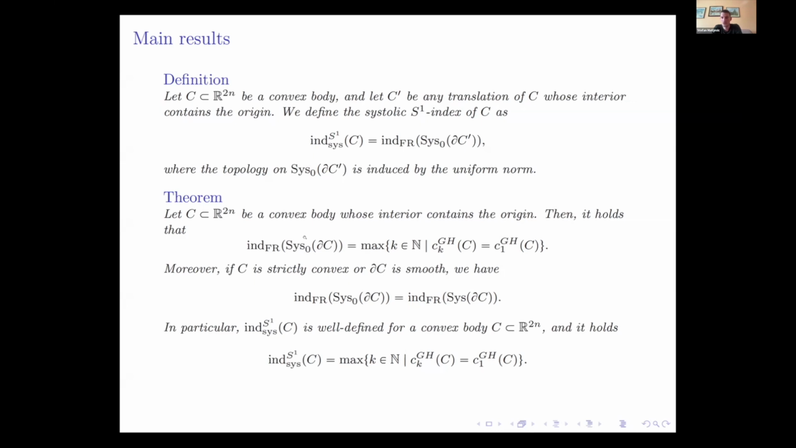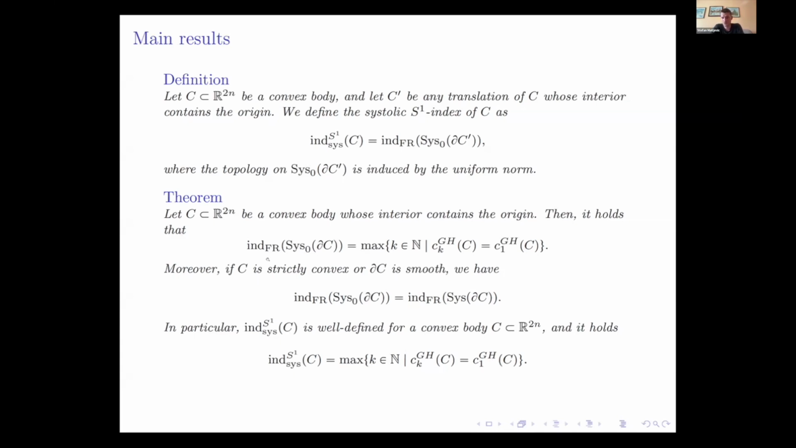One can find an example, for instance, the Lagrangian product of a ball in the L1 norm and a ball in the L infinity norm, which gives an example where the space of systoles is not compact in the W1,1 norm. So this sort of fails.